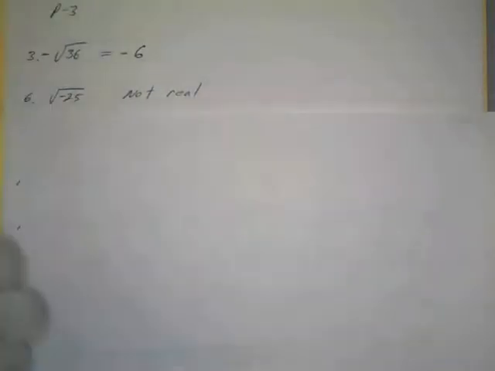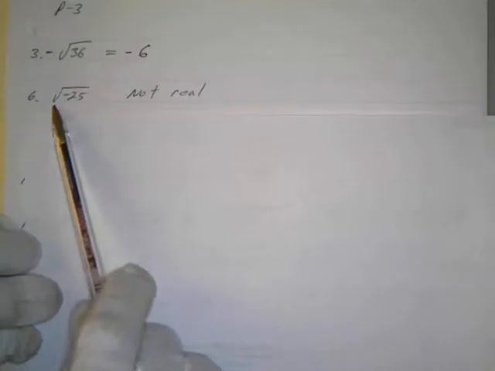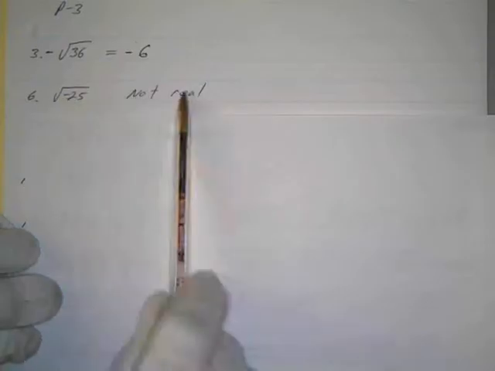Number 6, the square root of negative 25. Well, we cannot take the square root of a negative number. There's not a number that when we multiply it by itself, we get a negative. Positive times a positive is a positive, a negative times a negative is a positive, so it's not real. So that's all you would have to put for number 6.